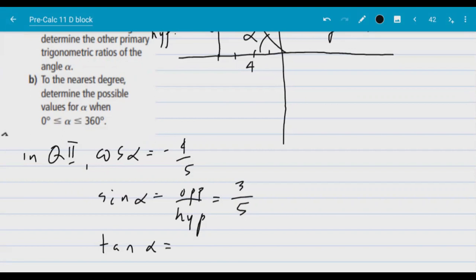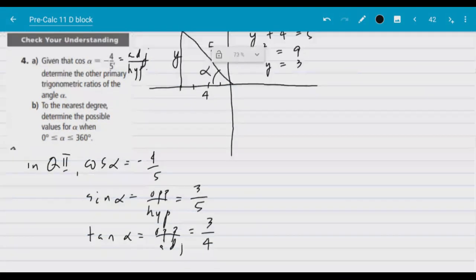Tangent is opposite over adjacent. And the opposite side is 3. The adjacent side is 4. Now, we ask ourselves again in quadrant 2, is the tangent positive or negative? In quadrant 2, the tangent is negative. So there's your answer. Okay, so those are the three primary trig ratios of alpha for alpha in quadrant 2.